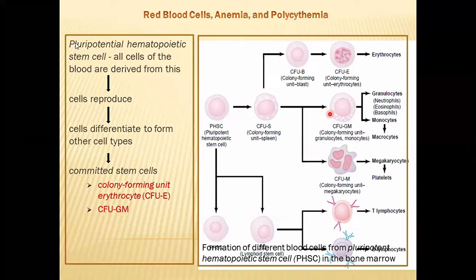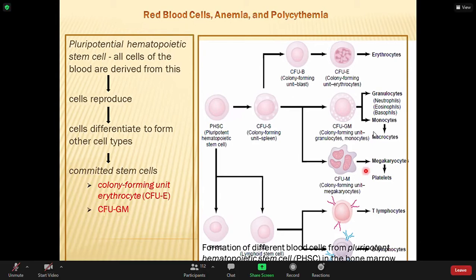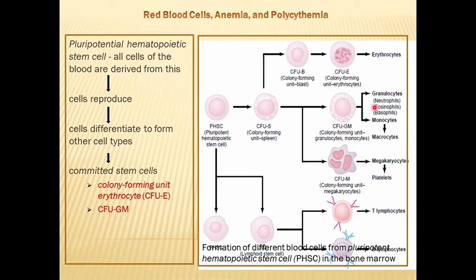rise to CFU-GM and then CFU-M. Okay, from CFU-M, your colony forming unit megakaryocytes. So megakaryocytes differentiate further into platelets. Okay, so then your CFU-GM or granulocyte monocyte, these are the ones that differentiate further into neutrophils, eosinophils, the granulocytes.